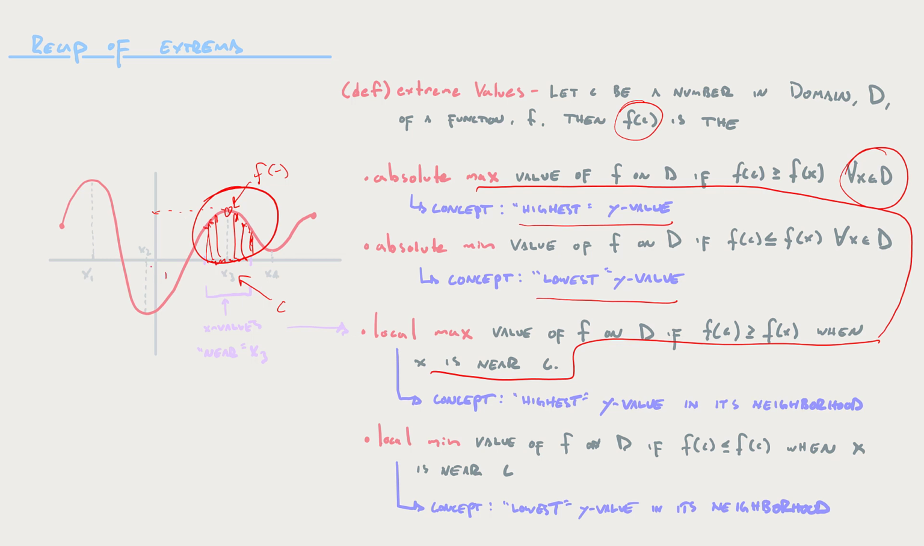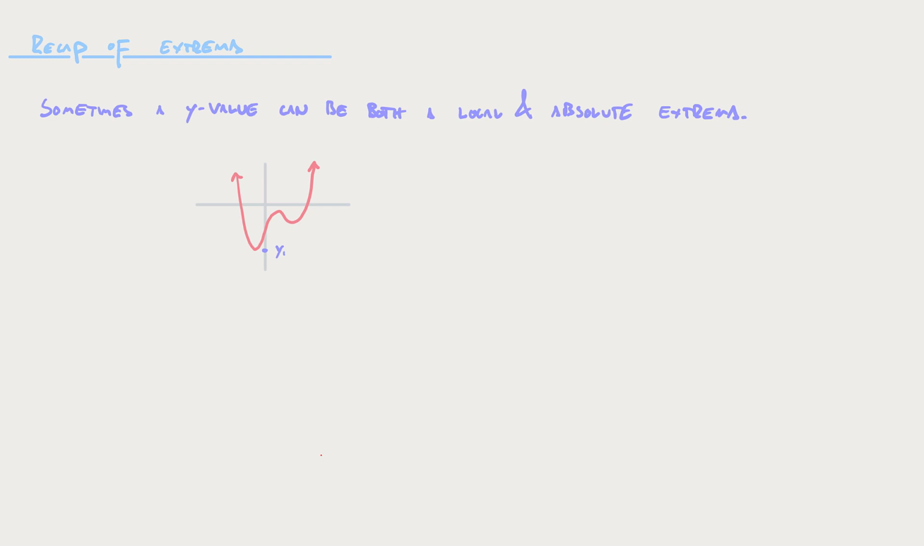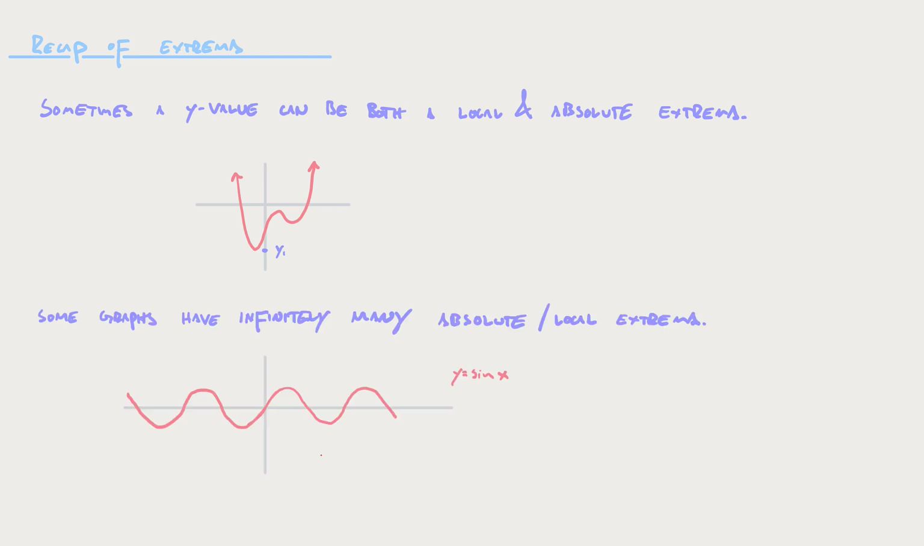And we could say the same thing about local mins, and you'll notice that this is not only an absolute minimum, because it's the lowest y value on the graph, it also satisfies the definition of a local minimum, because in its neighborhood, it's still the lowest y value. And that brings us to some interesting facts, right, about extrema. This is the one that we just talked about. Sometimes y values can be both local and absolute extrema. They can satisfy the definition of both of them.